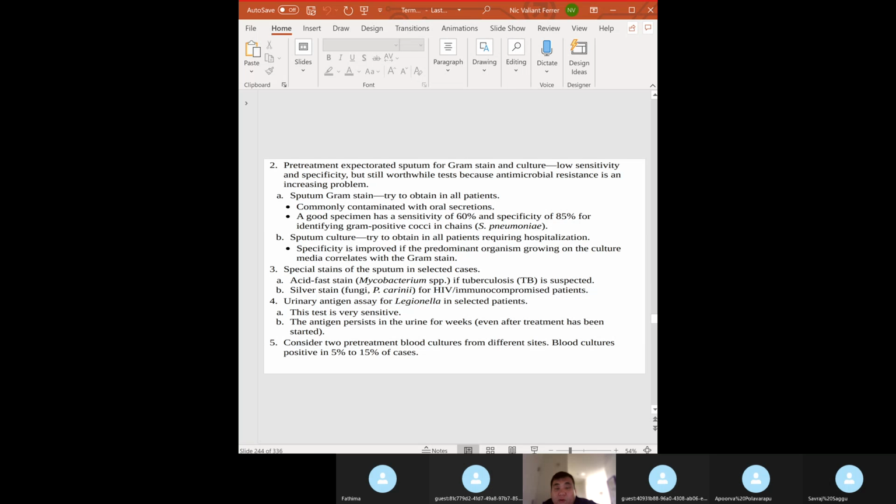You can also have what metabolic disorder here, what electrolyte imbalance in Legionella, hypo or hypernatremia? Hyponatremia. Hyponatremia for your Legionella. Okay, acid-fast stain mycobacterium, silver stain pneumocystis carinii, Legionella, urinary antigen assay, hyponatremia.